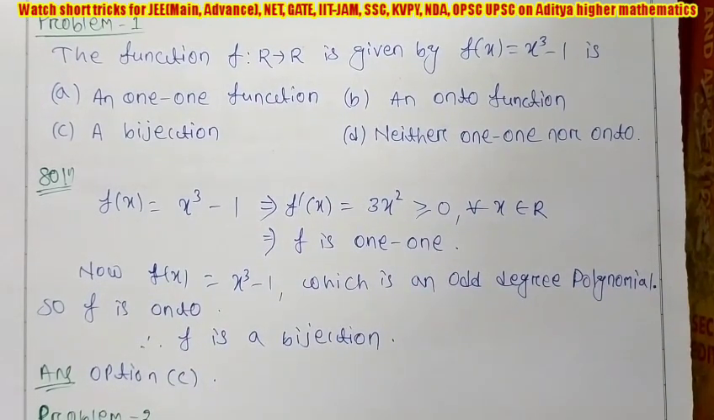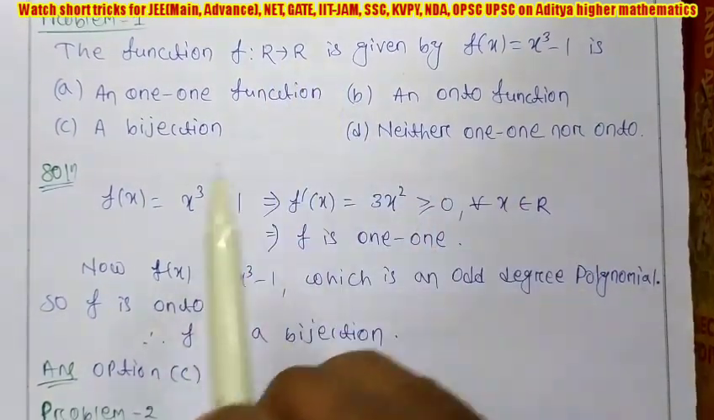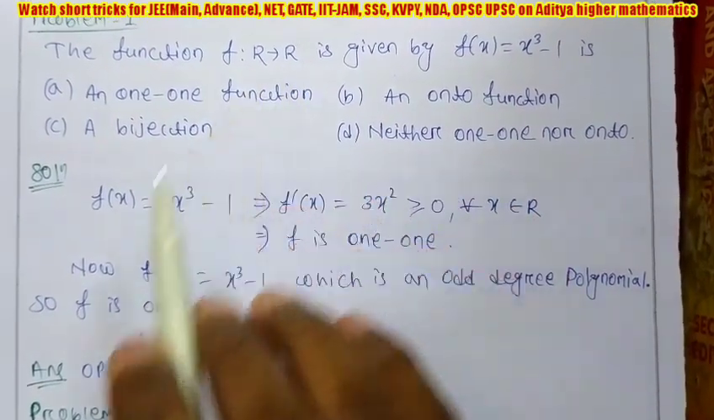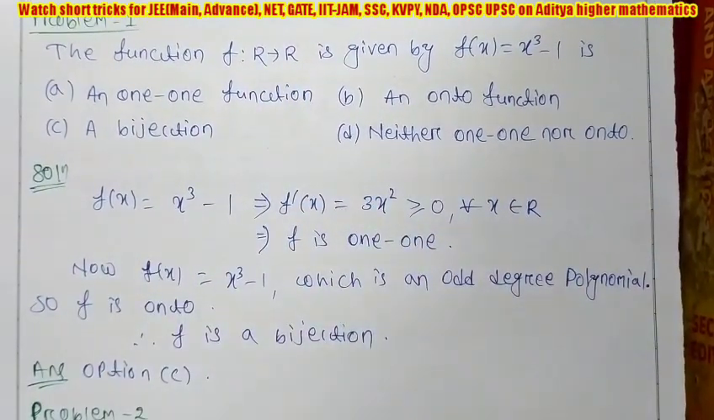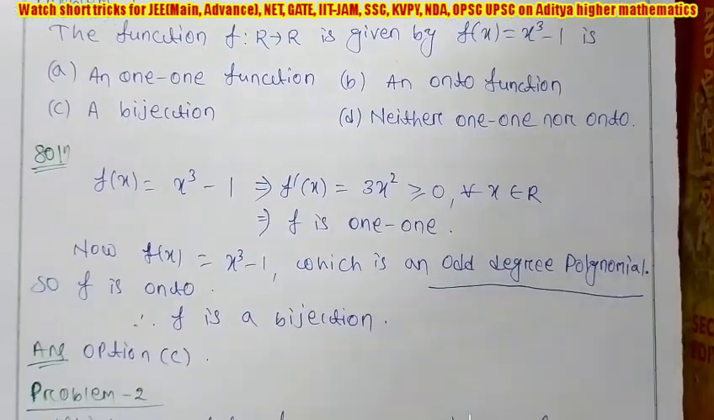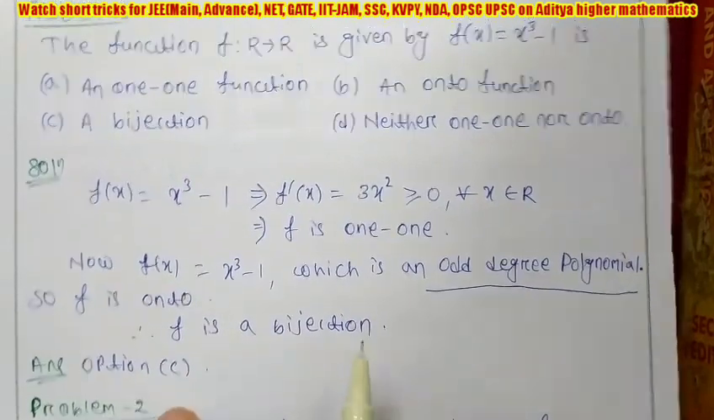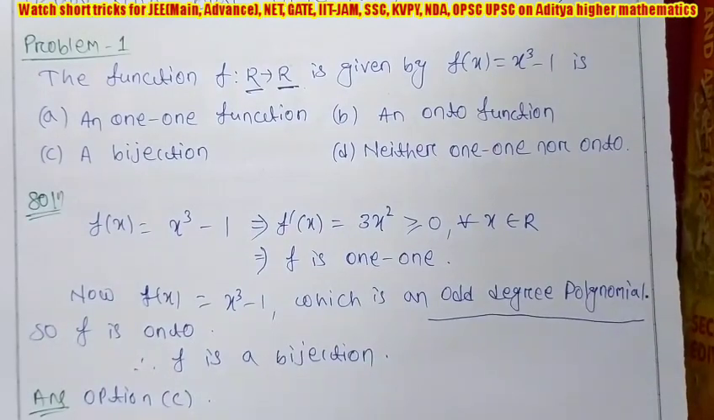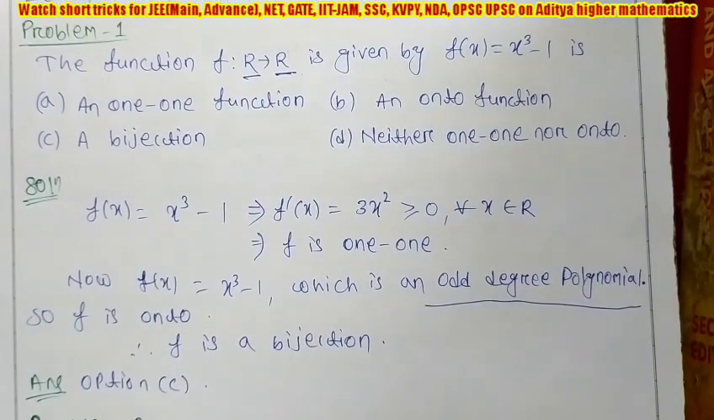Similarly, I will tell one short trick for on-to. If a polynomial has odd degree and the domain and codomain are real numbers, remember that domain and codomain must be real numbers. If another set is given, you cannot apply this trick. If an odd degree polynomial is given, that odd degree polynomial is always on-to if domain and codomain is R. So this is an important point. So here you are getting f is a bijection.